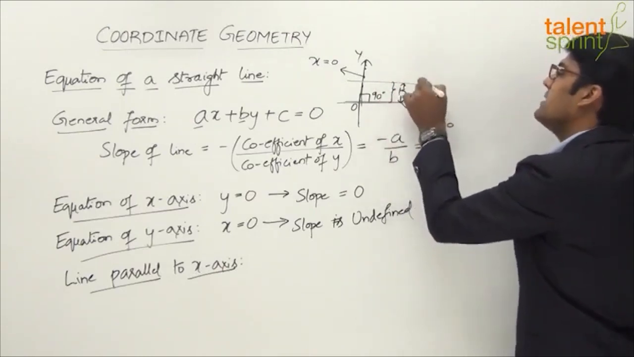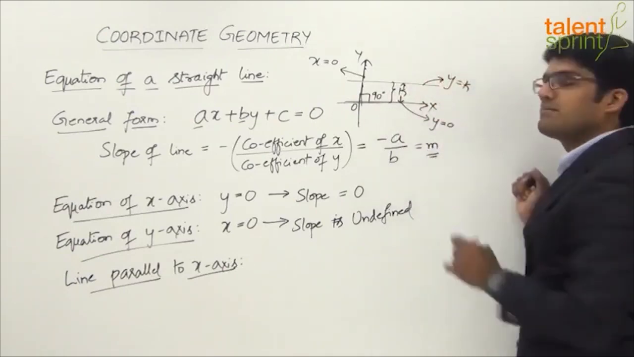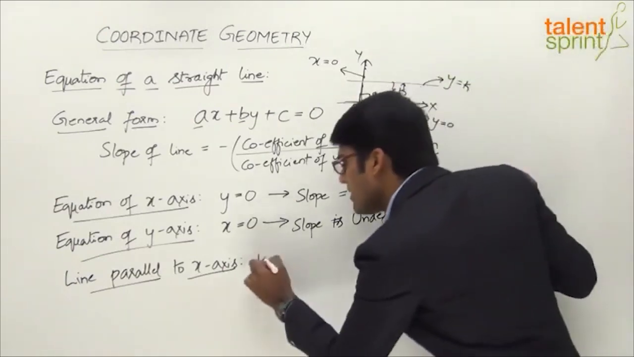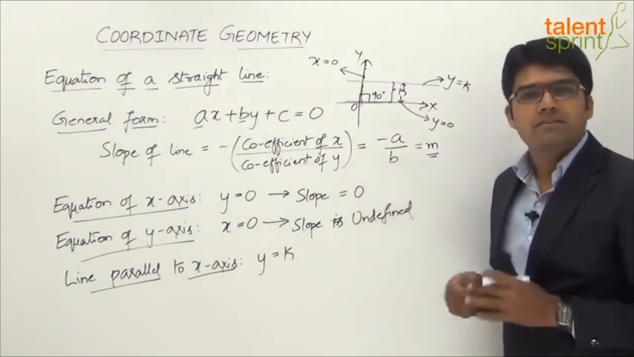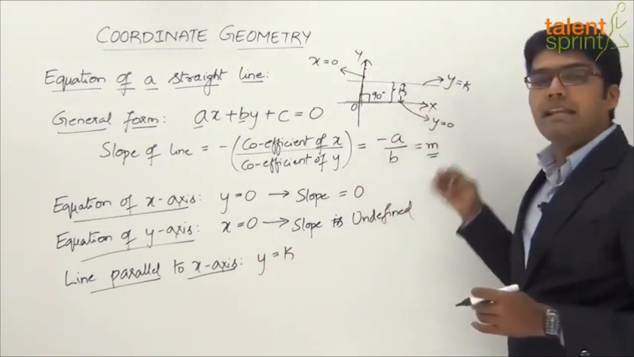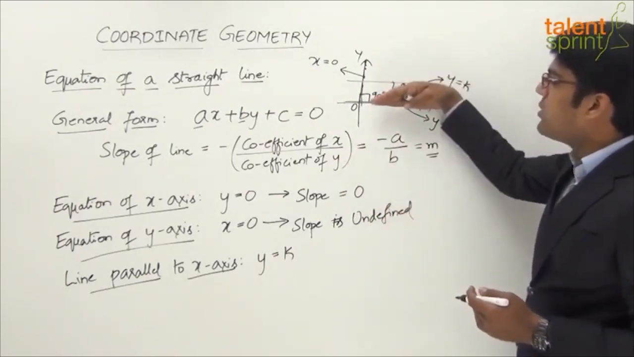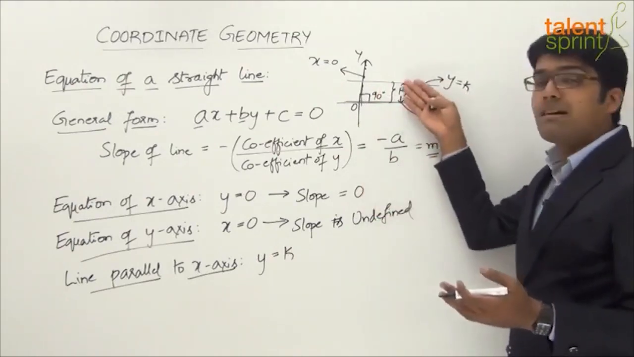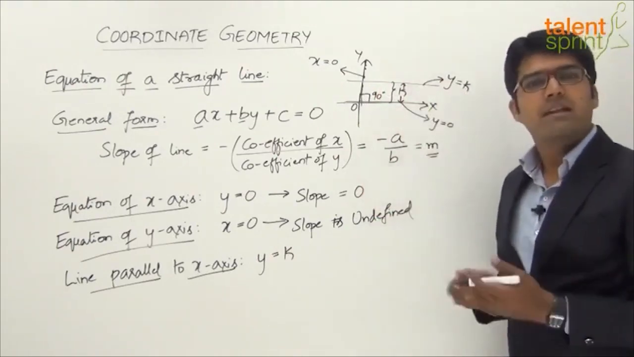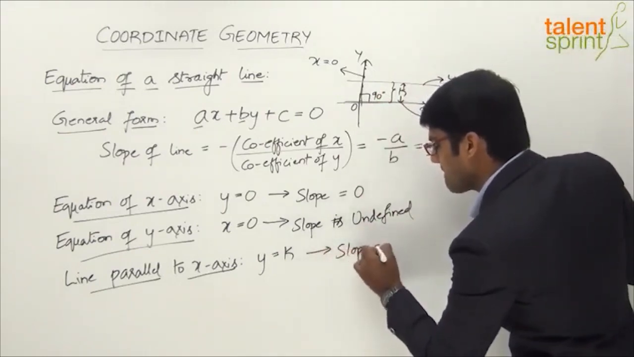So we can say the equation of a line parallel to x-axis will be y equals k. Yes or no? So this can be taken as y equals k. And slope, however, would remain 0, right? Slope of x-axis or any line parallel to x-axis is 0, because even this line, which is parallel to x-axis, makes an angle of 0 degrees, right? What's the angle here? Theta, 0. Theta is 0, tan theta will be 0. So the slope will be 0, right?